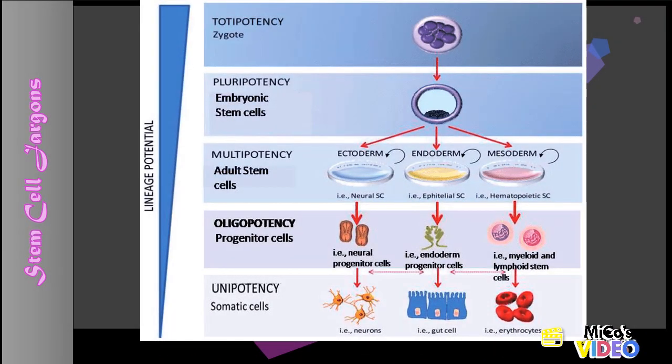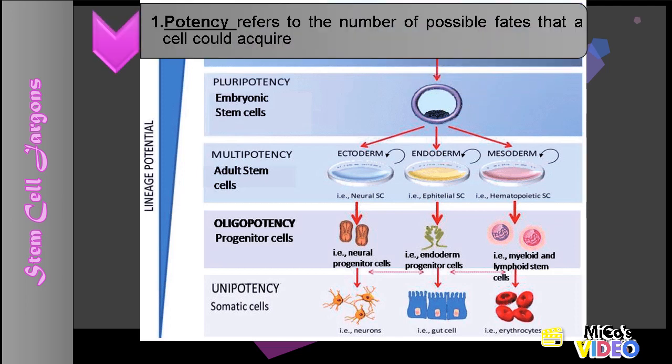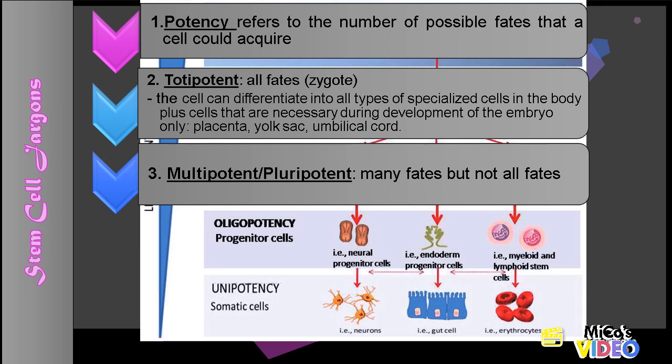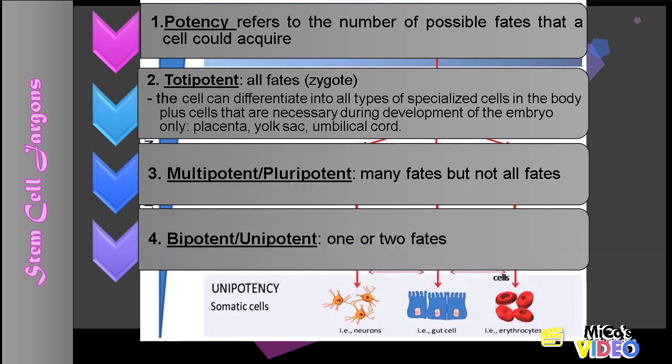Let's get familiarized with stem cell jargon. First, we have potency, which refers to the number of possible fates that a cell could acquire. Totipotent, all fates, such as the zygote. Multipotent or pluripotent means many fates but not all fates. And lastly, bipotent or unipotent, one or two fates.